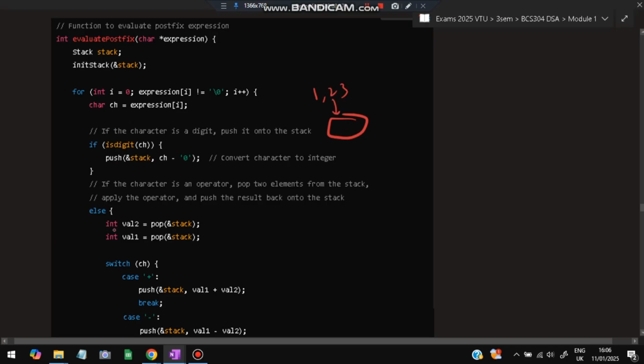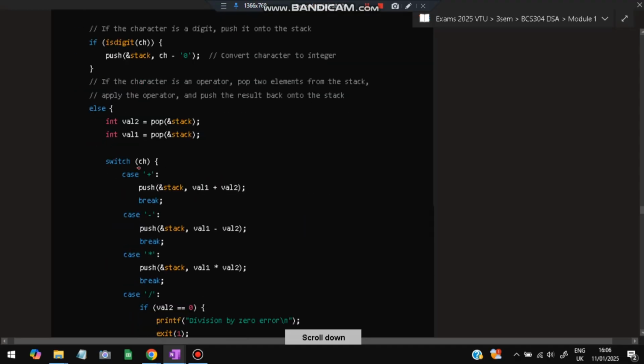Okay, so we are taking those two values, the last value and the second last value. If we pop two times, first the last value will be out, then the second last value will be out of the stack, right? So val2 and val1 will have those values. If the character is not a digit, it should be an operator, there is no other choice. If it is plus, inside the stack we have to push value 1 plus value 2, because plus is present here. The 2 3 we had separated, right? So 2 3 will be added here.